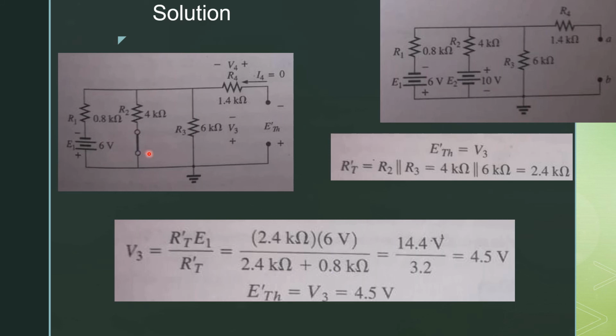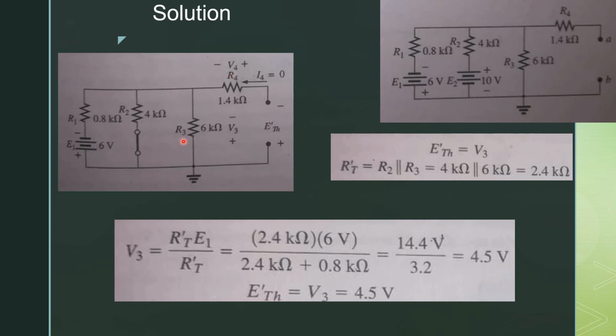Now we have to find the open circuit voltage at point A and B. So E Thevenin is basically equal to the voltage across R3 because R3 is parallel to that point. Here R4 is considered to be equal to 0 because no current is flowing in this resistor because of that open circuit. That's why V4 is equal to 0.